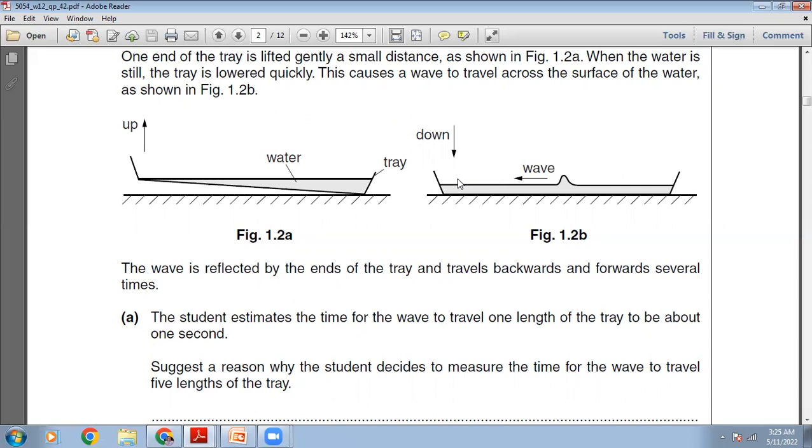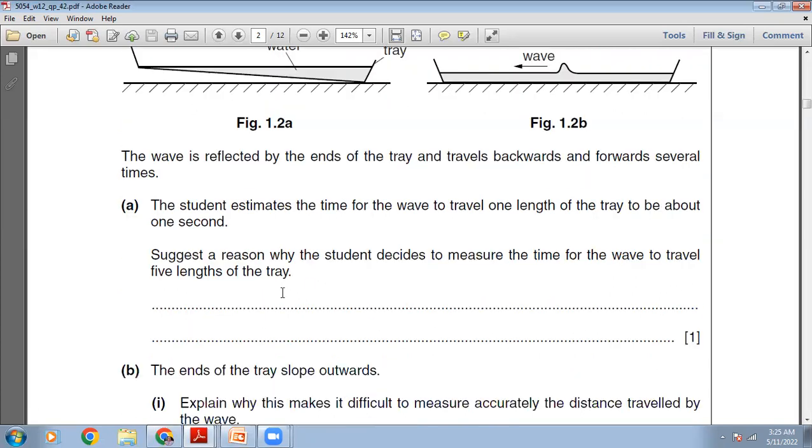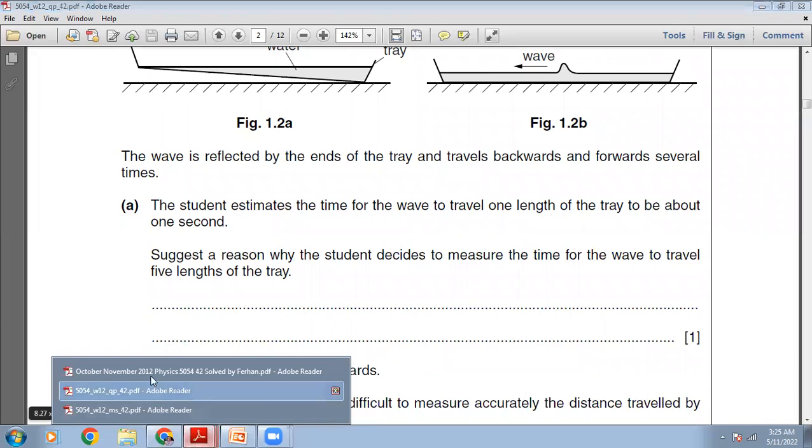The wave took 1 second to complete one length of the tray. It will be better if you time 5 lengths of the tray, because then the time required will be large and the human reaction time will be a small part of that. So the effect of the human reaction time on that measurement will become very small. So that's the reason why the student decides to do this.